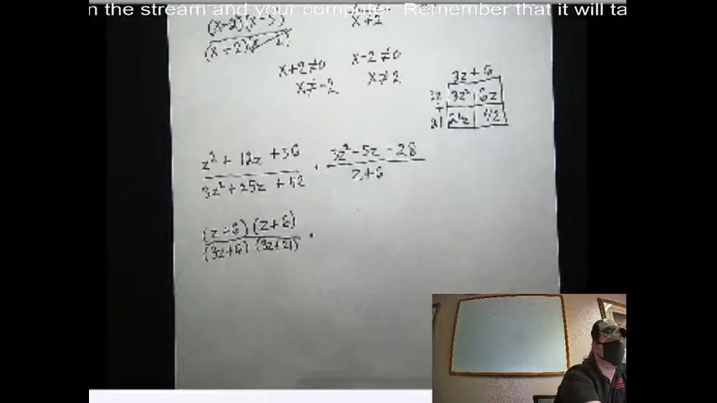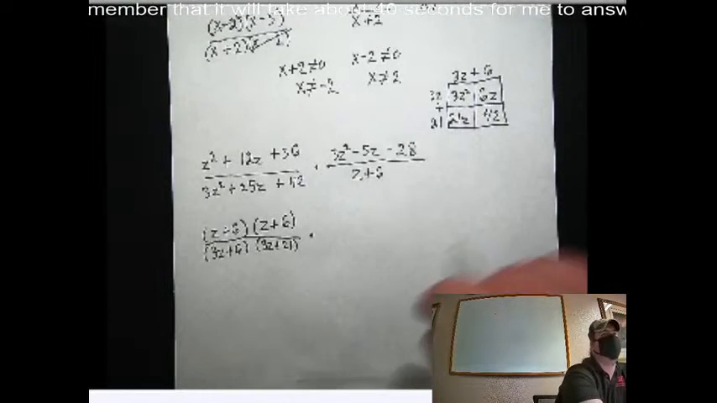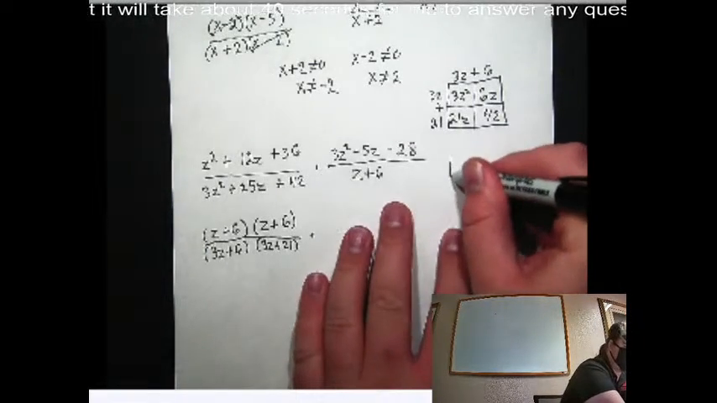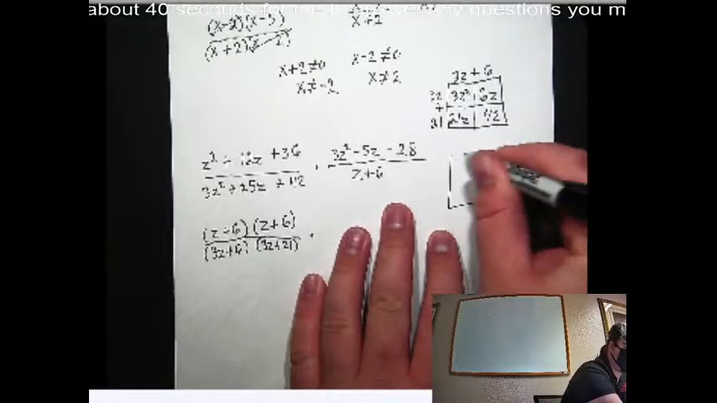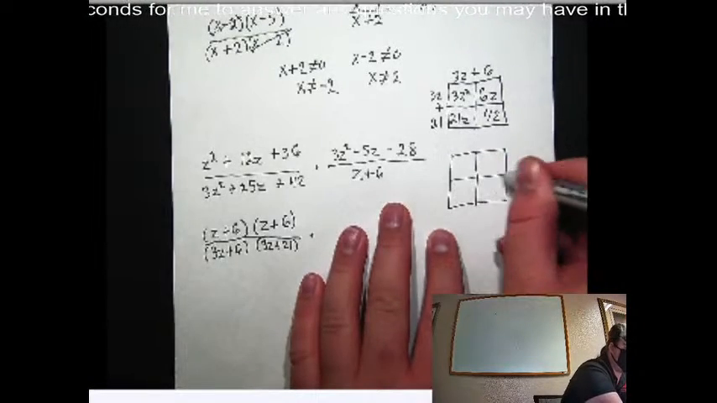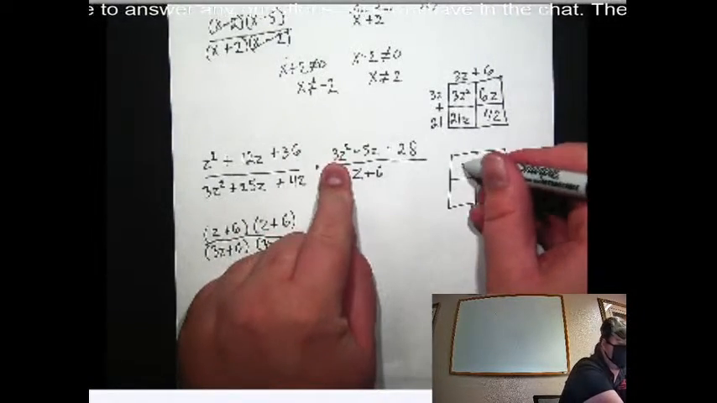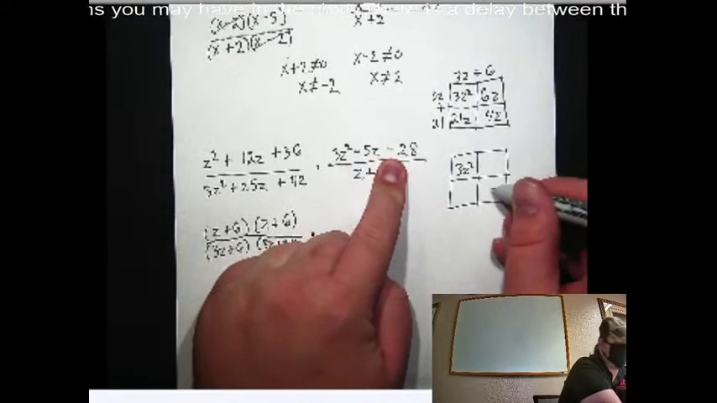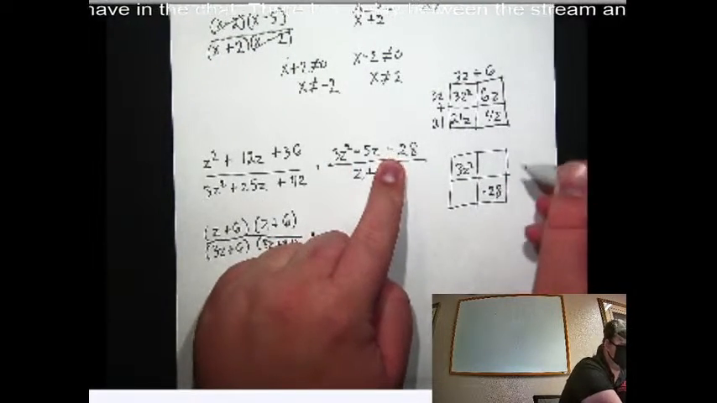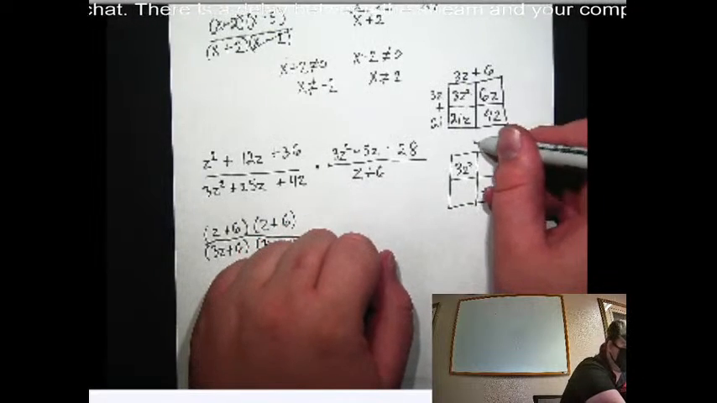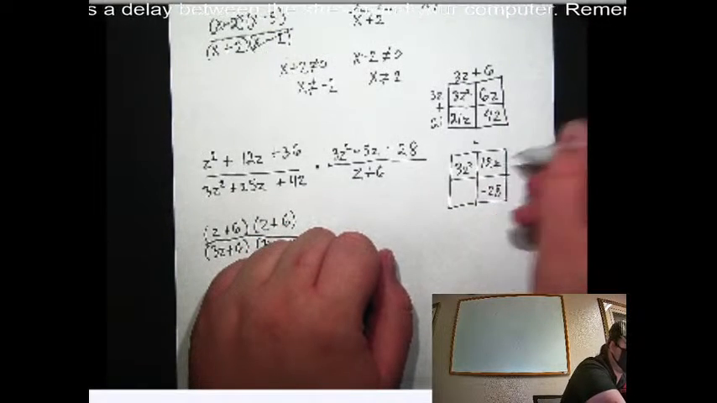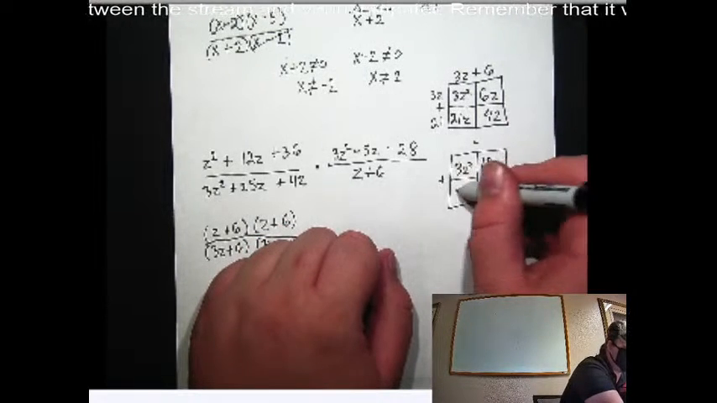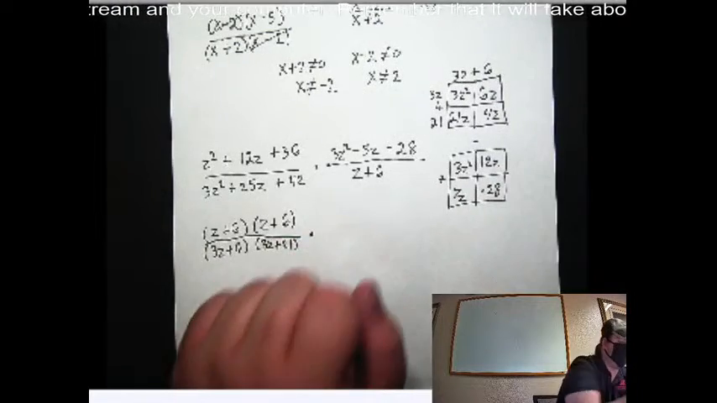Now, which one needs to be negative and which one needs to be positive? Negative 12, yeah. So, draw up our box. First term, first box, 3z squared. Last term, last box, negative 28. Then, we can put negative 12z here and positive 7z here.